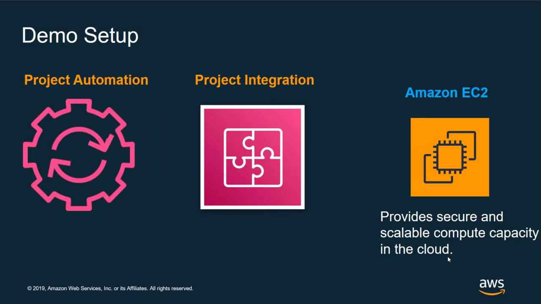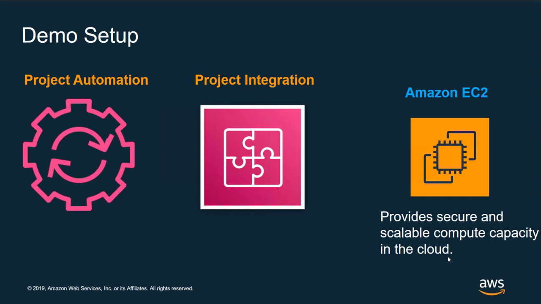Okay, now we are going to jump on to the demo. But before that, a quick introduction to how we have set up the demo and what I'm going to go through. So I'm using 2 attributes in my demo setup. One is project automation, and the second is project integration. And the service I'm using for this demo is Amazon EC2.